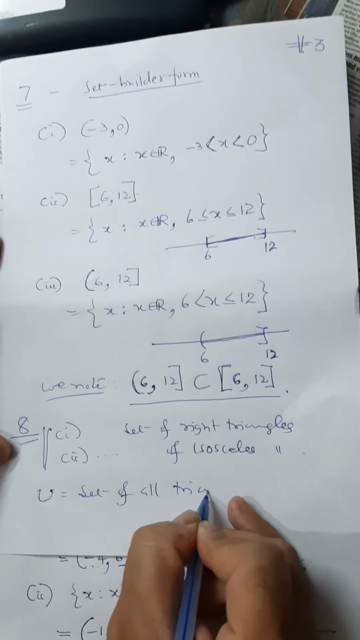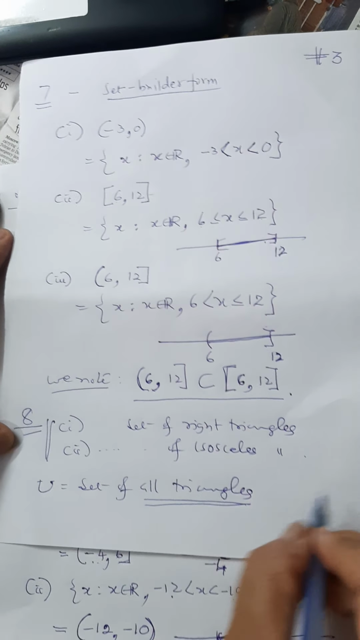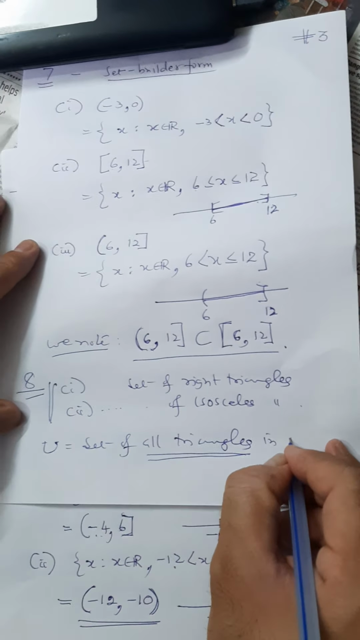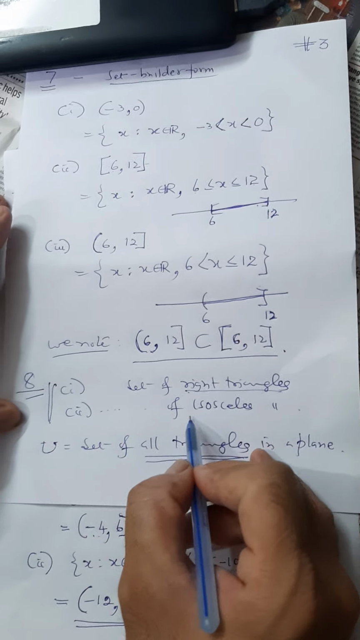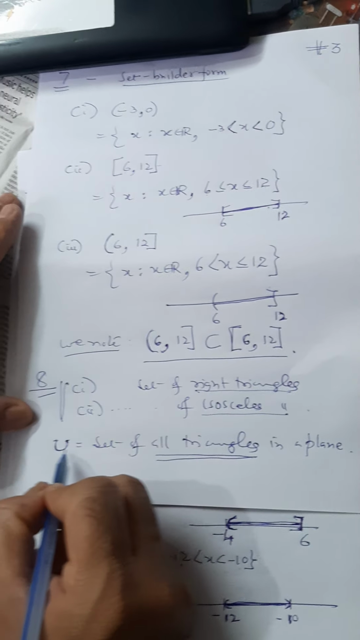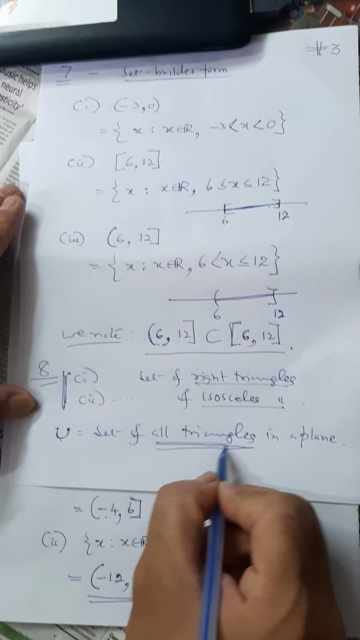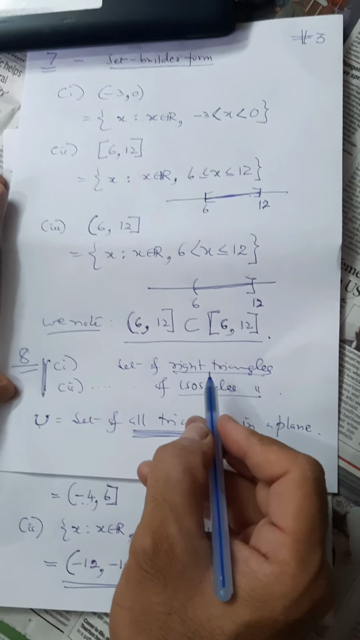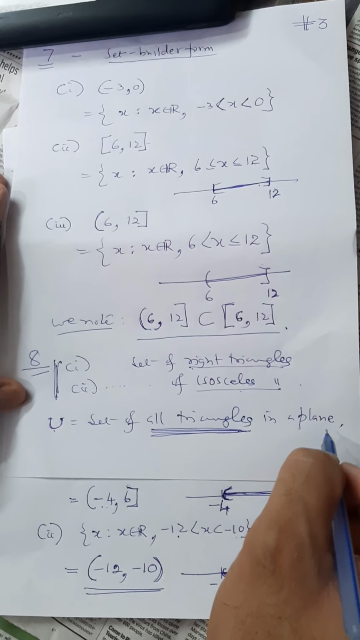Set of all triangles. Right. So if I take the set of all triangles in a plane, then it would include all right triangles as well as isosceles triangles. If you recall, universal set means the biggest set for a given problem. So here I have considered the set of all triangles, which includes right triangles and isosceles triangles. So this is a universal set.